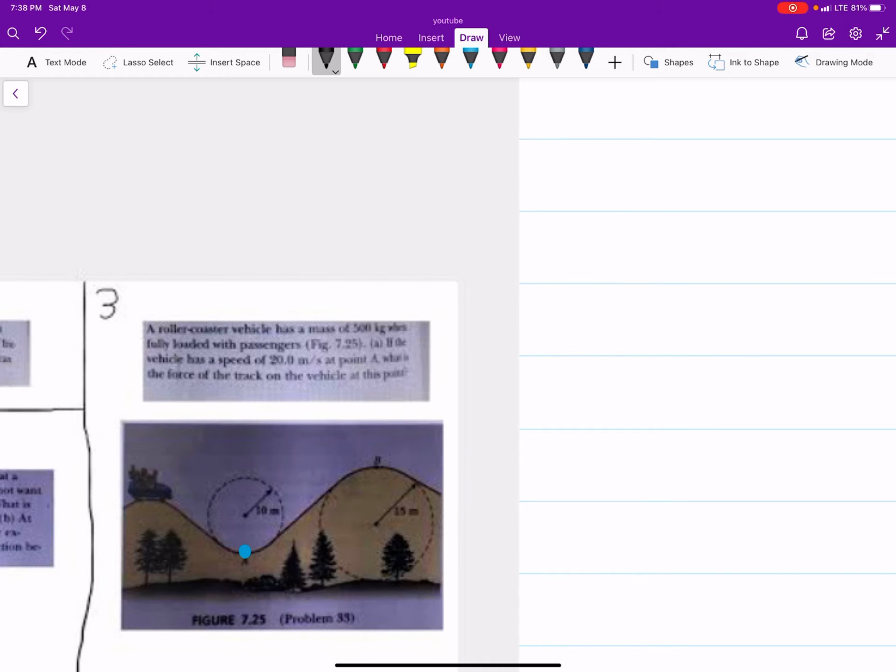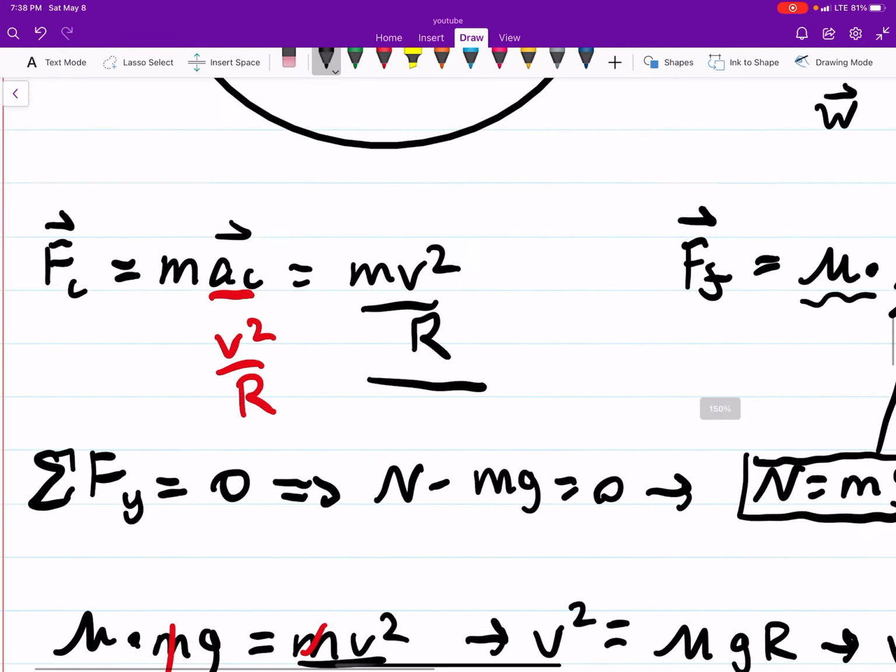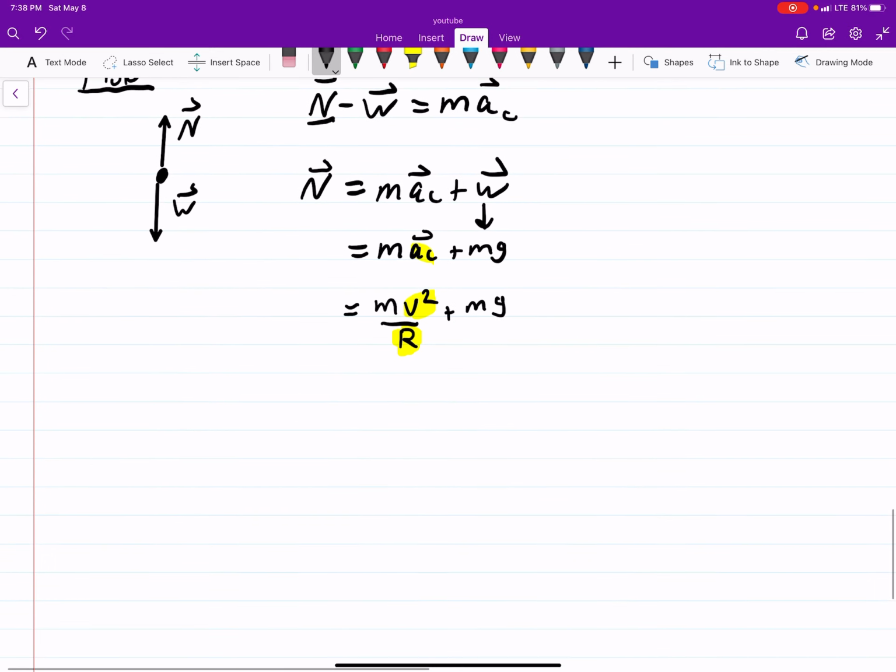Oh, no, I'm looking at the last problem. That's not 100. That would be very, very fast. It's going 20, isn't it? Yeah, so 500 times 20 squared over 10 plus 500 times 9.81. It's really hard for me to see the actual numbers, but I think that's 500, 20 meters per second, and 10. So then you would just plug into here.